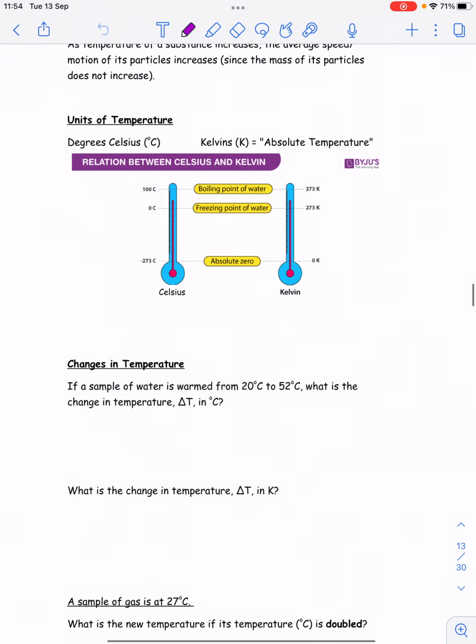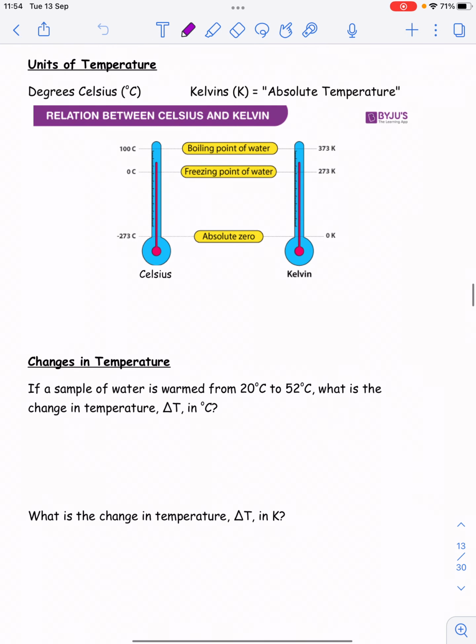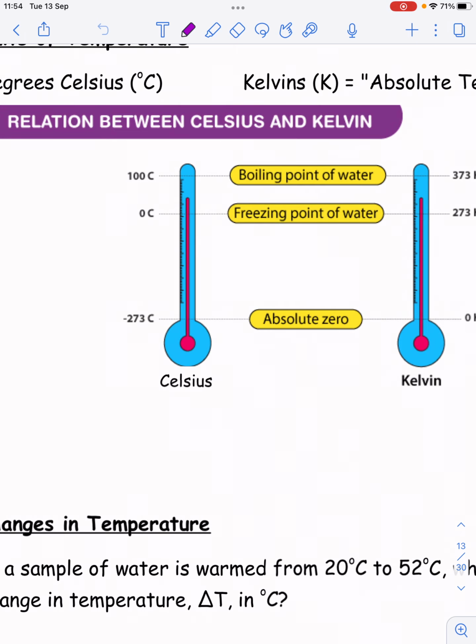The important units of temperature for this course are degrees Celsius, which most people are familiar with, and kelvins, which is also referred to as absolute temperature. Now, the Celsius scale is based on a couple of important temperatures for water, with 0 degrees Celsius being the freezing point of water and 100 degrees Celsius being the boiling point of water at normal pressure. And so that's really where the degree Celsius comes from.